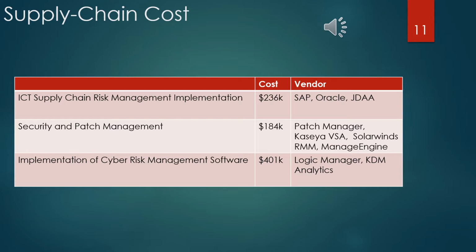The supply chain costs include assessing the process and vendors and then developing and enforcing the recommendations that are provided. $236,000 and $401,000 captures the initial and one-time costs, while $184,000 includes continuous monitoring and patching.